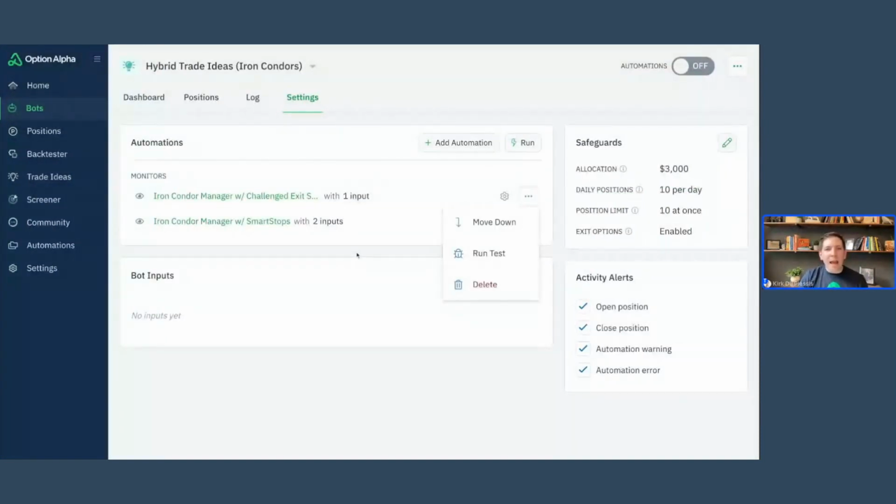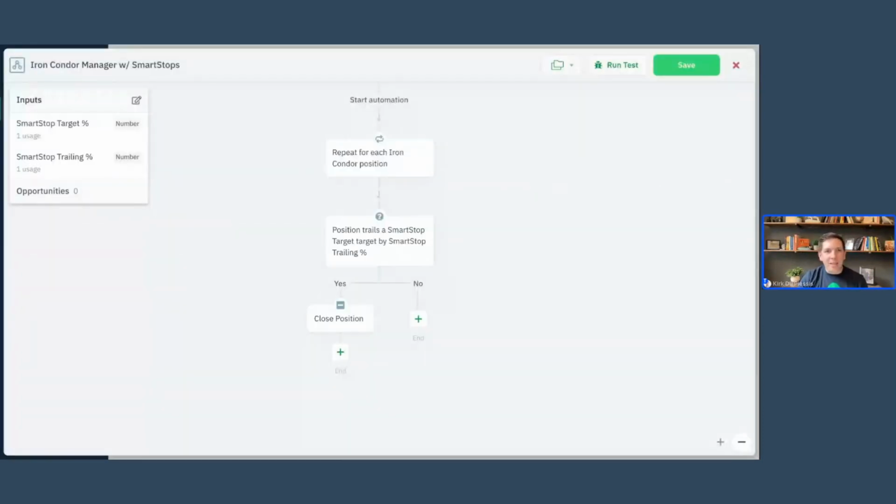You could also add smart stops. Add it as a monitor automation. It will still track the high. Repeat through each iron condor position. Set your target and your smart stop trailing. And if it ever gets hit, in addition to your exit options, whatever triggers the close order first will send the close order first.